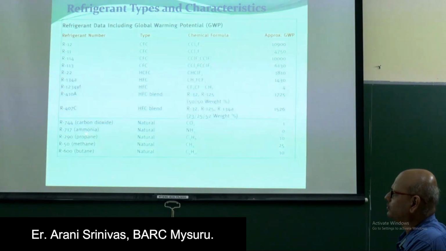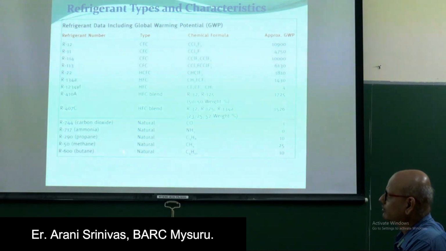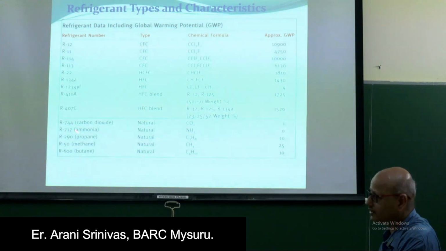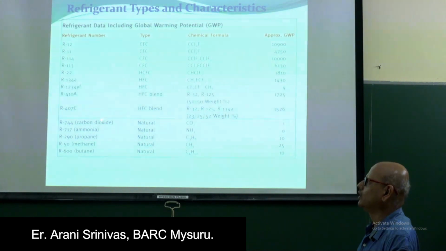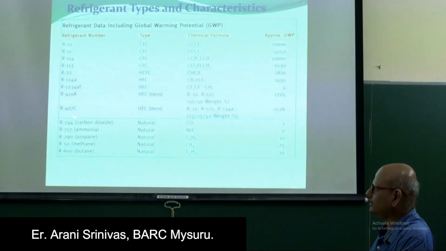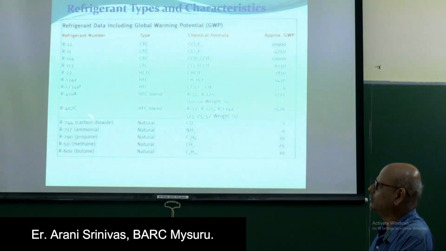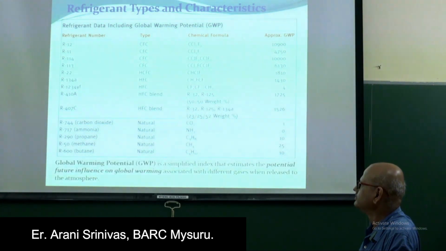R290 is propane, natural, but it is explosive. Propane, methane and butane are fire hazardous and explosive, that's why. They also have very low GWP, but they are not used much, and these two can be brought back. These were the initial refrigerants which we were using. Now because they have low ODP and GWP, we can come back to these systems again.